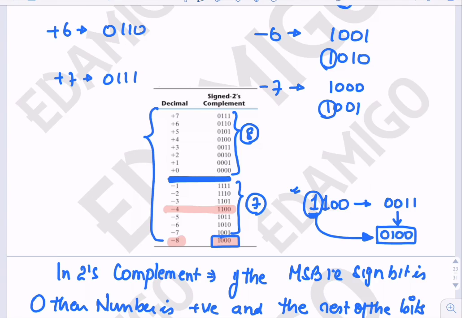This method is applicable for this also. For example, it is given that 1000 is a number. Obviously since the sign bit is 1, it is a negative number. To find out its magnitude, we will first of all complement it. We will get 0111 and then we will add 1 to it. So we will get 1000, the magnitude. So the magnitude is 8 and the number is negative. So this method will work here also.